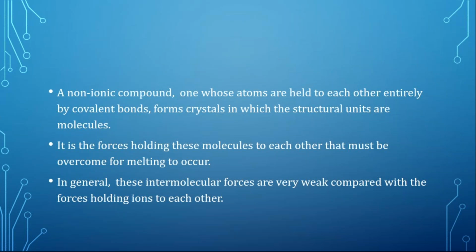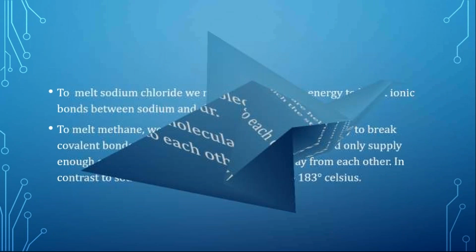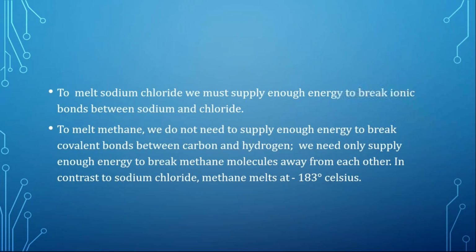So these intermolecular forces are very weak compared to the forces holding ions to each other. So ionic compounds will have ionic bonds that are very strong, but non-ionic compounds will not have such strong intermolecular forces. They will be very weak compared with the forces holding ions to each other. So to melt sodium chloride, we must apply enough energy to break ionic bonds between sodium and chloride.